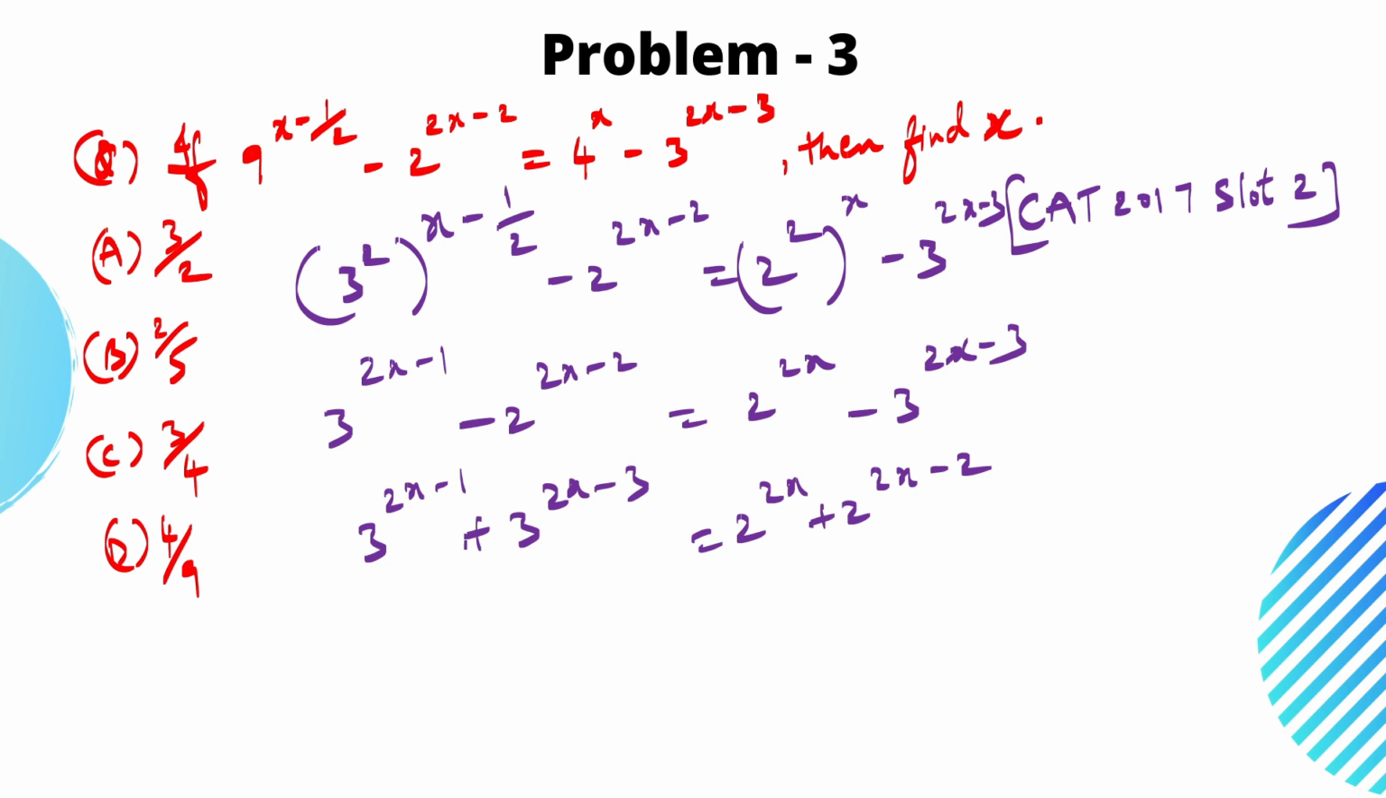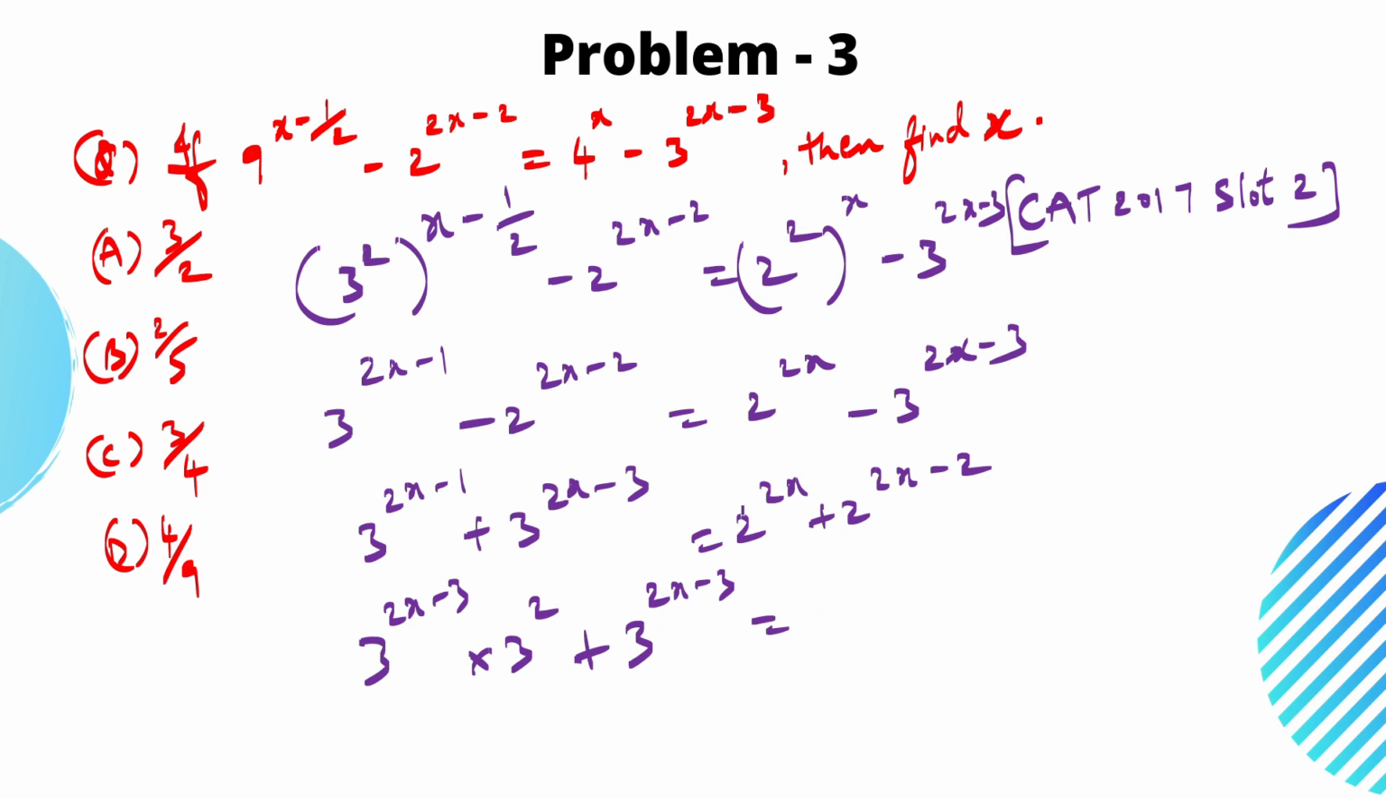Why? The sign is positive. In the previous case it was negative, but now it is positive. Anyways, we cannot equate the exponents. But what we can do is we can make the exponents equal. How can we make it? So here we have 2x minus 3. We shall write 3 power 2x minus 1 in terms of 2x minus 3 as 3 power 2x minus 3 into 3 square plus 3 to the power 2x minus 3.